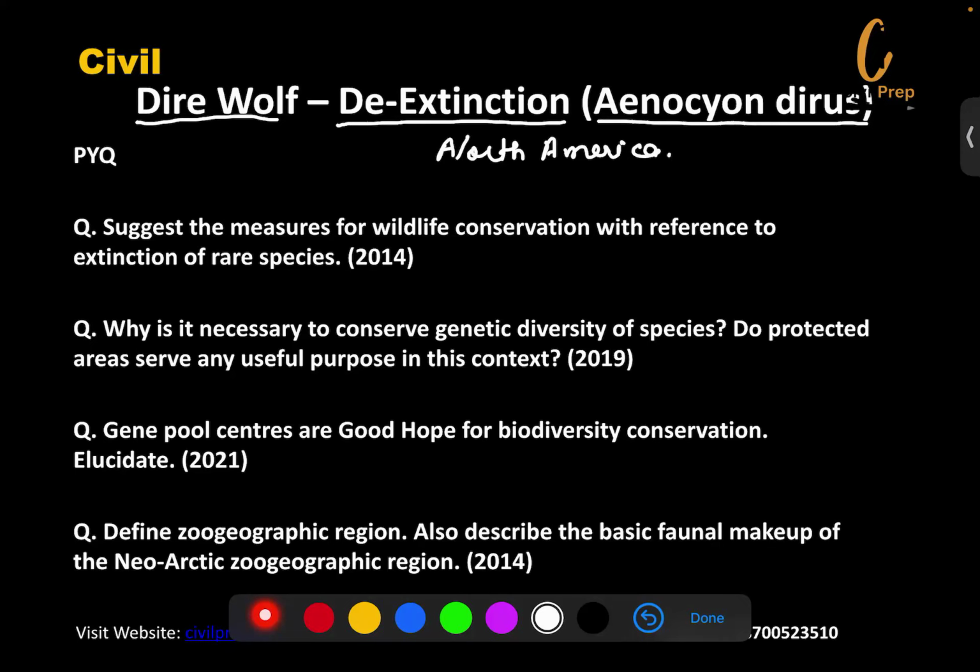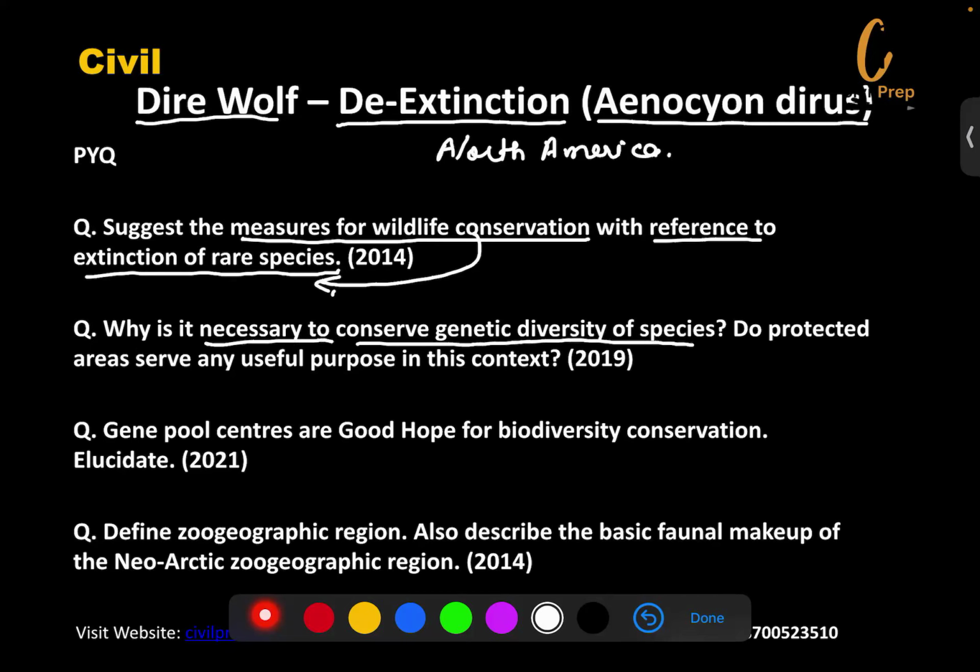Okay, so we will be looking at certain PYQs here which are linked to this case study, that is: suggest the measures for wildlife conservation with reference to the extinction of rare species. So how wildlife conservation can be interlinked with the extinction of rare species. Next question is, why is it necessary to conserve genetic diversity of species?